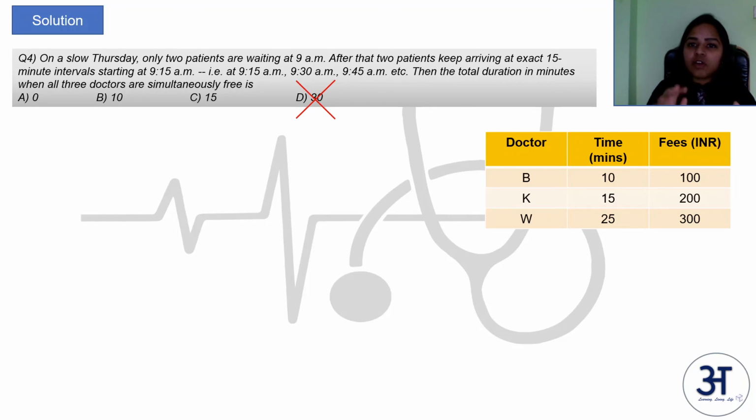So it's impossible for all the three doctors to be free for 30 minutes, because even if one doctor is free for 30 minutes, whoever patient is appearing will be sent, right? So it is impossible for all the doctors to be free for 30 minutes. Next, for every 15 minutes, two patients are appearing, meaning for every 15 minutes, there are at least two doctors who are busy, and the treatment times for these doctors are a minimum of 10 and a maximum of 25. So it's impossible that all three of them are free for 15 complete minutes, right? So 15 is again taken away.